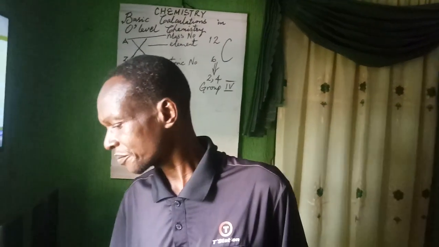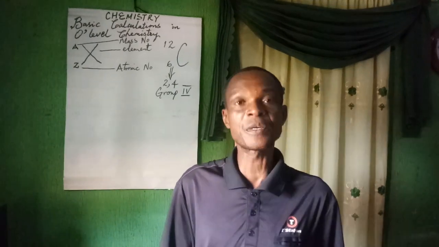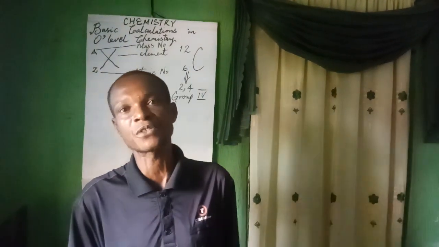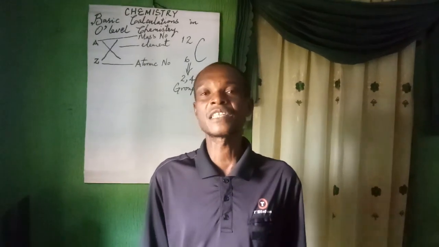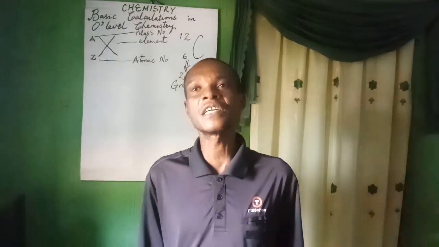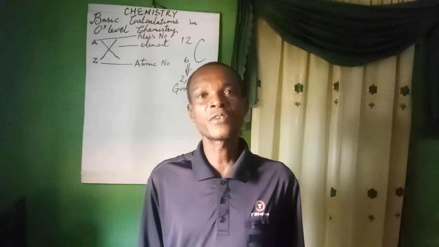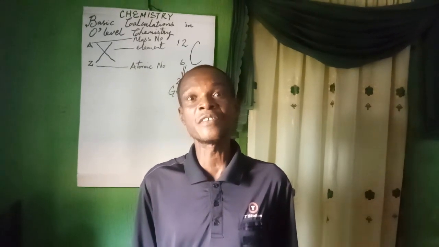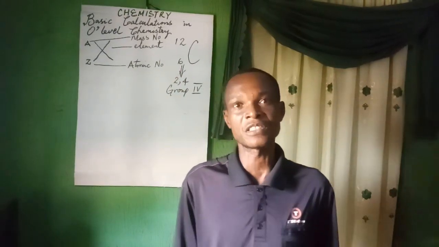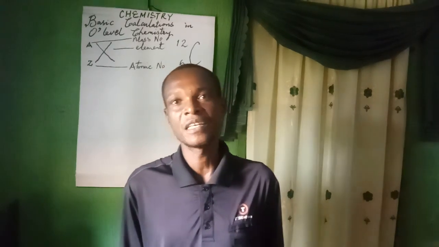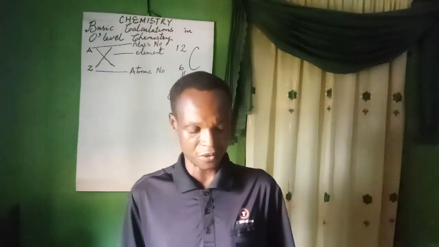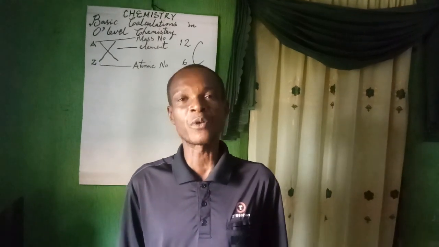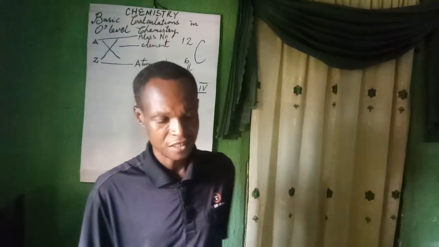Going further, we are going to take typical examples that will help us understand more of this. I tagged these basic calculations because they are basic. If you don't know this, you will find it difficult to do other calculations in chemistry. This is the basics. I said O level. From here you can now go further and do other bigger calculations. But they are important. You can't do without them.